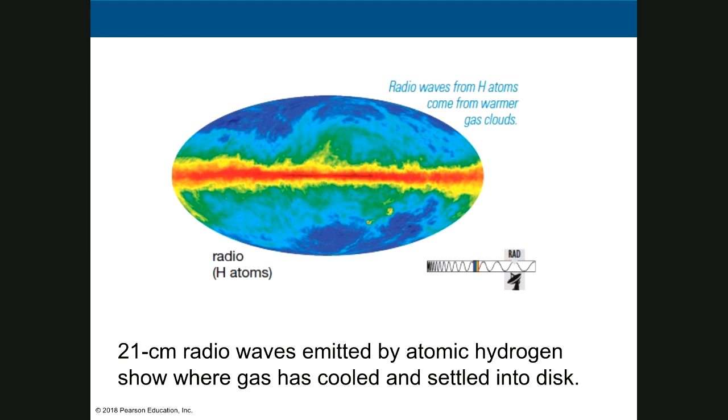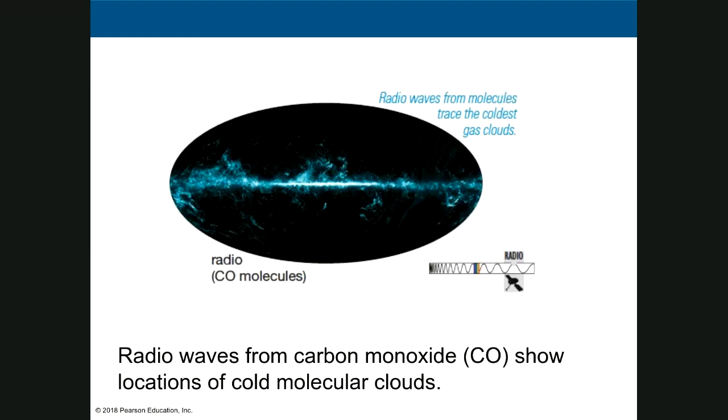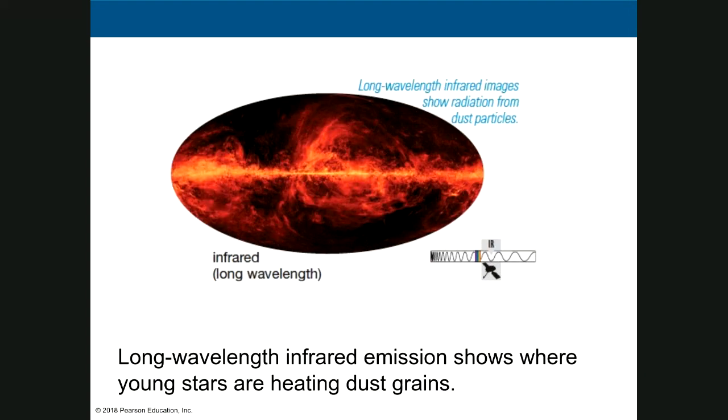All right. And now we can look at radio waves from carbon monoxide instead of hydrogen, and they show the location of these cold molecular clouds. You'll notice the cold molecular clouds are either falling back into the disk or they're above the disk falling back in, as compared to those hot clouds when we look at X-rays, which were all over the place. Now, we can further look at long wavelength infrared emissions, and these can show where young stars are heating dust grains. So you'll notice a lot of that heating is happening in the disk and expelling out.